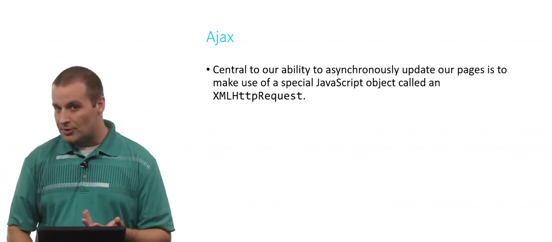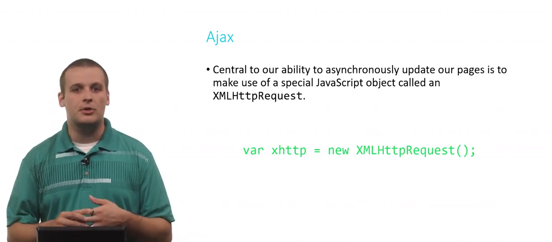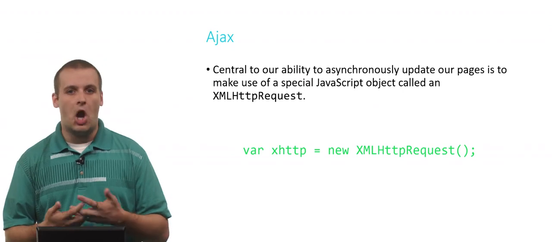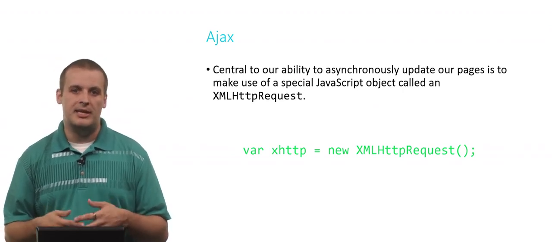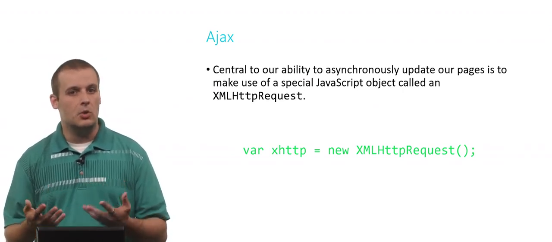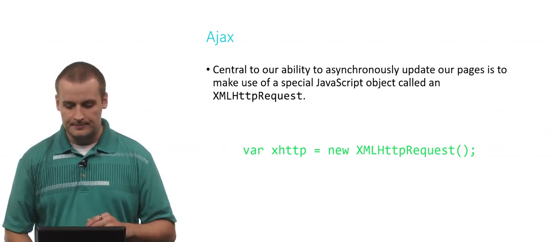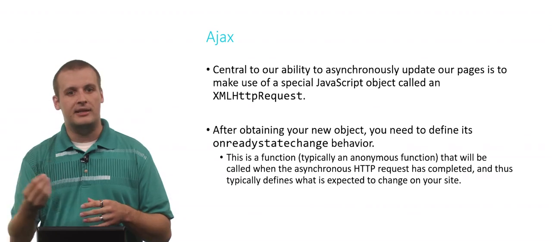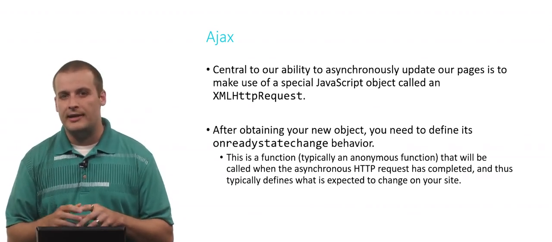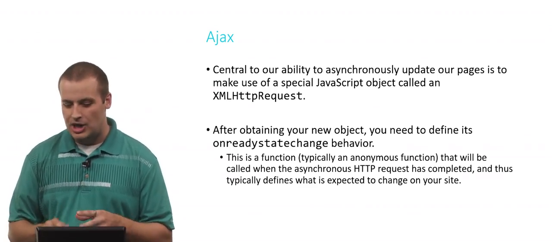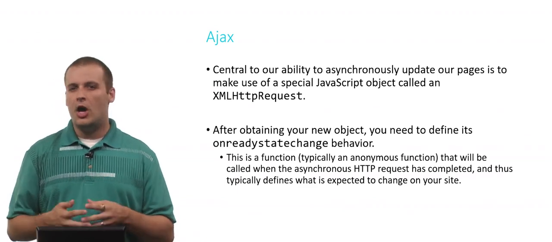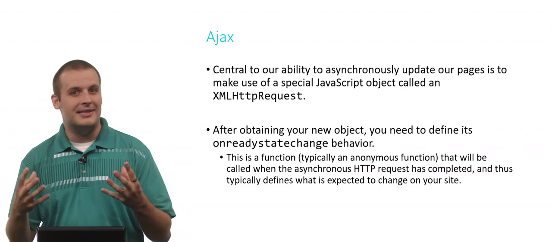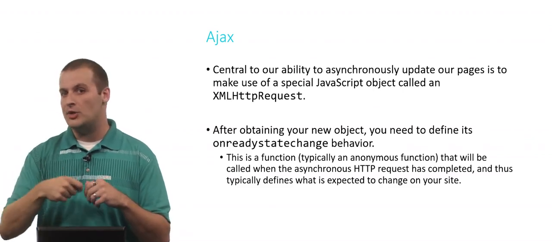It's actually very easy to create this, fortunately. This line, for example, would create a new XML HTTP request object. And in this case, I'm just calling that xhttp and assigning it to a local variable in JavaScript. Once you have the object, once you've created it, the first thing you have to do is define an onreadystatechange behavior.